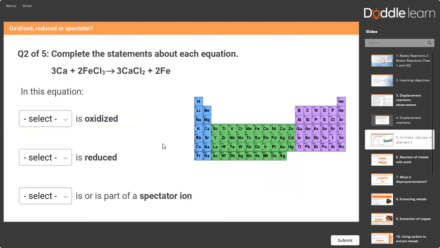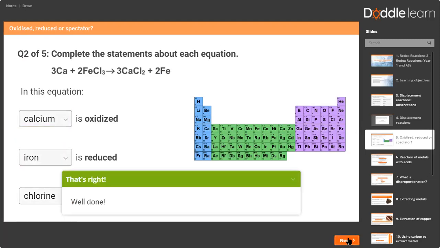This time, what is being oxidized, what is being reduced, and what is a spectator ion? So straight away we can say our spectator ions are the calcium, what am I doing, chlorine. So we can sort that one out. Then we can say our calcium is being oxidized because the oxidation number is increasing. So therefore our iron is being reduced.